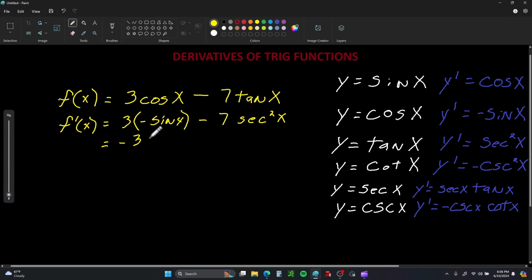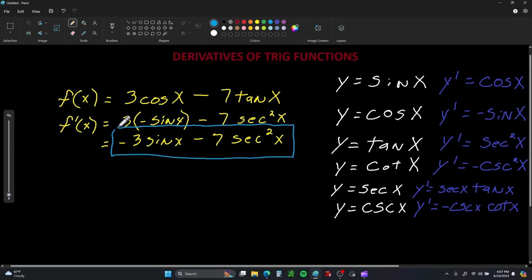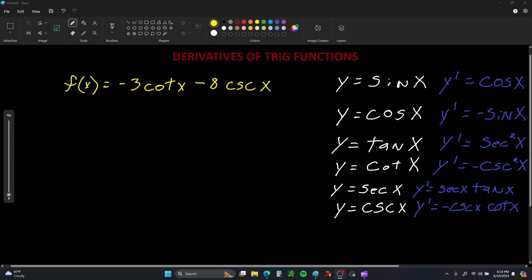I have minus 3 sine x minus 7 secant squared x. That's the final answer. So in this last example, we have negative coefficients. You again treat them as two separate problems. So I'm going to bring down the minus 3.